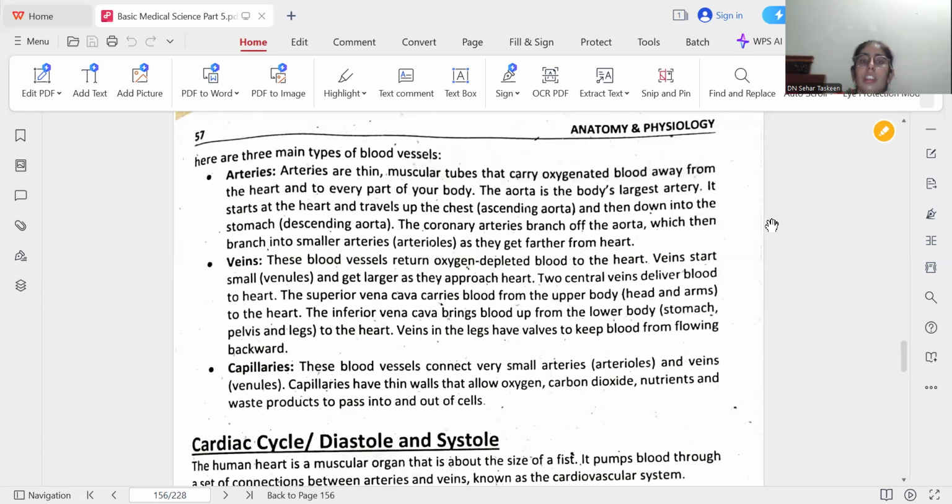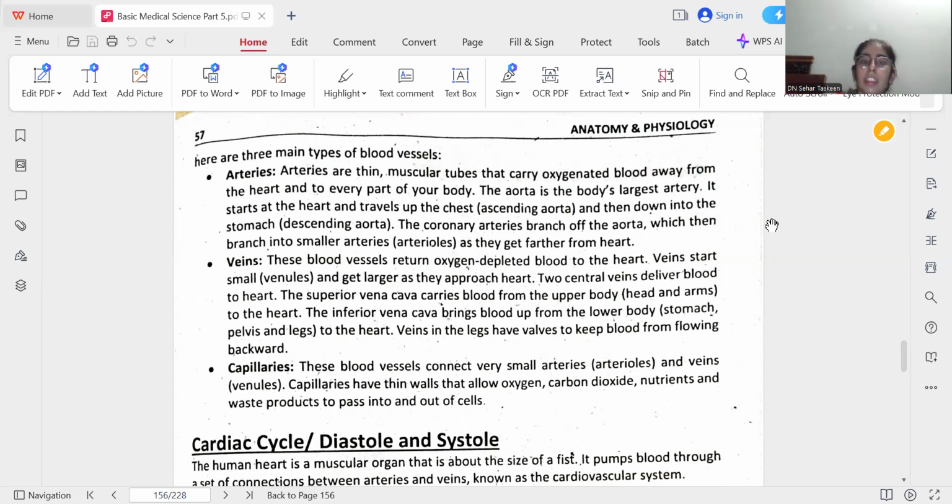Veins: these blood vessels return oxygen-depleted blood to the heart. Veins start small, venules, and get larger as they approach the heart. The central veins deliver blood to the heart: the superior vena cava carries blood from the upper body, head, and arms to the heart. The inferior vena cava brings blood up from the lower body, stomach, pelvis, and legs to the heart. Veins in the legs have valves to keep blood from going backward.